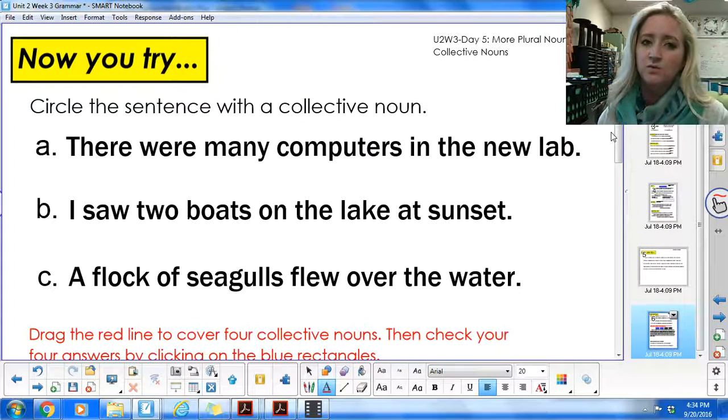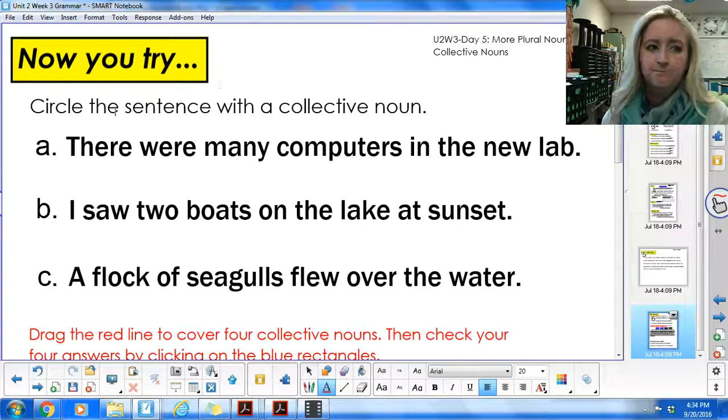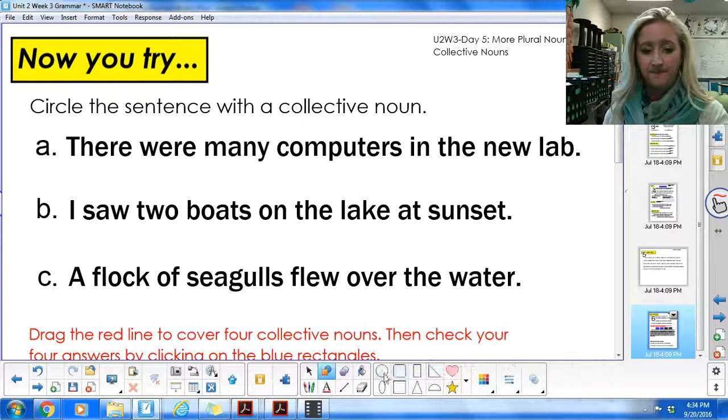Last slide. This will help you on the last page of your packet. The directions say circle the sentence with a collective noun. Read the directions carefully. Not every sentence is going to have one. Only one of the sentences is. So you're either going to circle A, B, or C. So as I'm looking here, there were many computers in the new lab. I saw 2 boats on the lake at sunset. A flock of seagulls flew over the water.